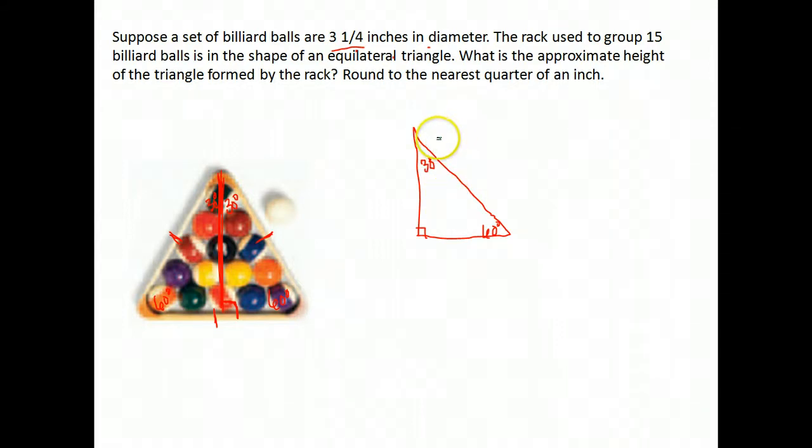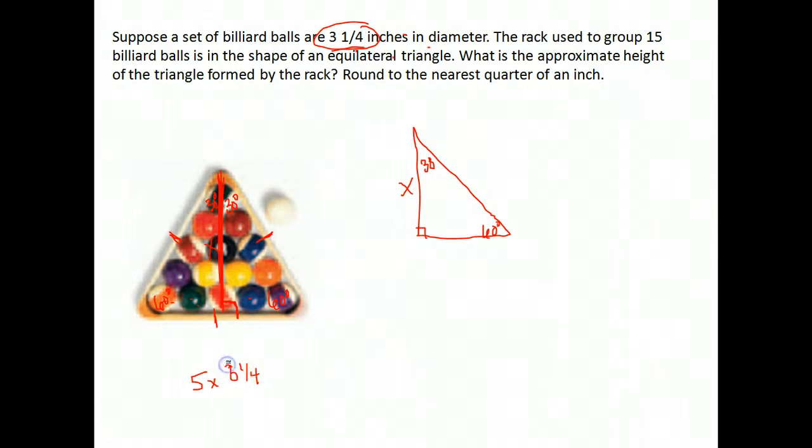Okay? They want to know the approximate height. So where was the height? That's our distance straight up the center here. I'm going to call that my x, and it would be this side right here. Okay? What part do we know? Well, we know that each of the balls is 3 1/4 inches in diameter. And we can see that one of the sides here has 1, 2, 3, 4, 5 balls end to end. So the length of one side is the same as 5 times 3 1/4.